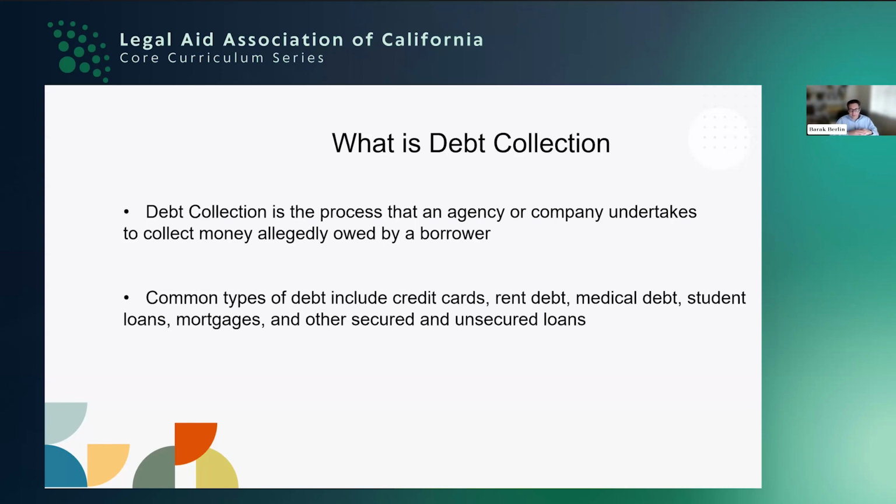Some of the common ones I can see: credit cards, rent, medical debt, student loans, mortgages, also auto loans. We see that a lot when there's a repossession. The auto loans and medical debt can be a little more fun because there are additional hoops that they have to jump through in order to get a judgment on those two. So always be on the lookout for those because we do have a little better chance of winning those cases than we do with your typical credit card cases.